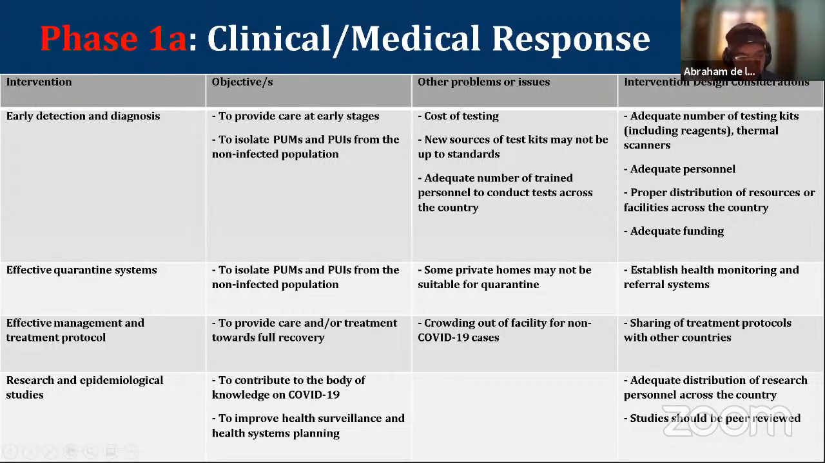The next two interventions are effective quarantine systems and effective management and treatment protocol. Lastly, research and epidemiological studies. The objectives of this intervention are to contribute to the body of knowledge on COVID-19 and to improve health surveillance and health systems planning.